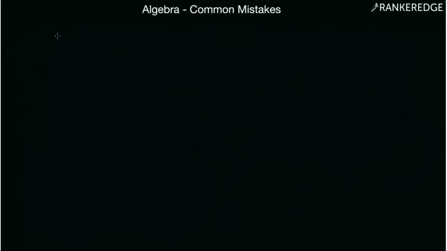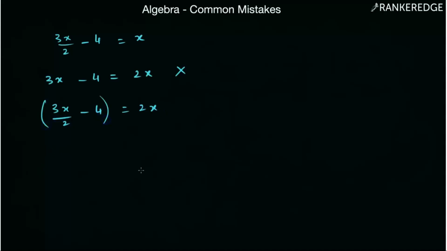Similarly, if I have 3x by 2 minus 4 is equal to x, can I write this as 3x minus 4 is equal to 2x? I cannot write this like this. 3x by 2 minus 4 is equal to 2x means I have to firstly convert this entire left hand side into a single fraction by taking LCM. That is 3x minus 8 by 2 is equal to 2x. Then I can say 3x minus 8 is equal to 2 into 2x. Then I can easily solve this one.